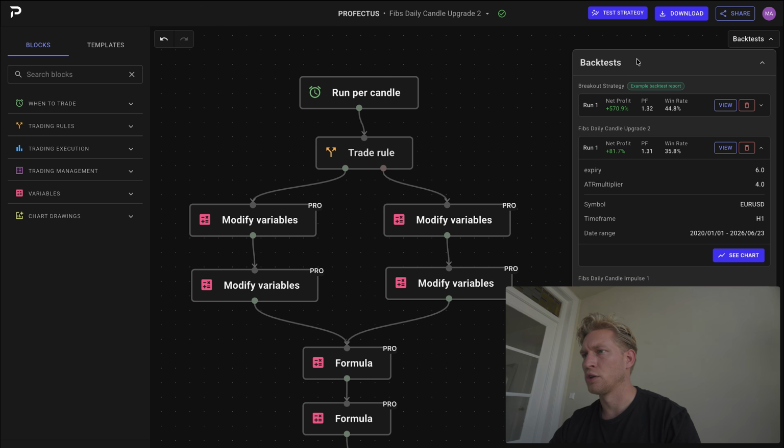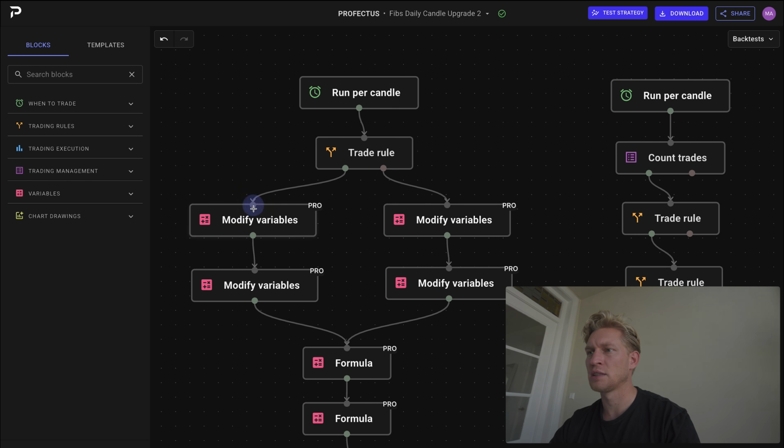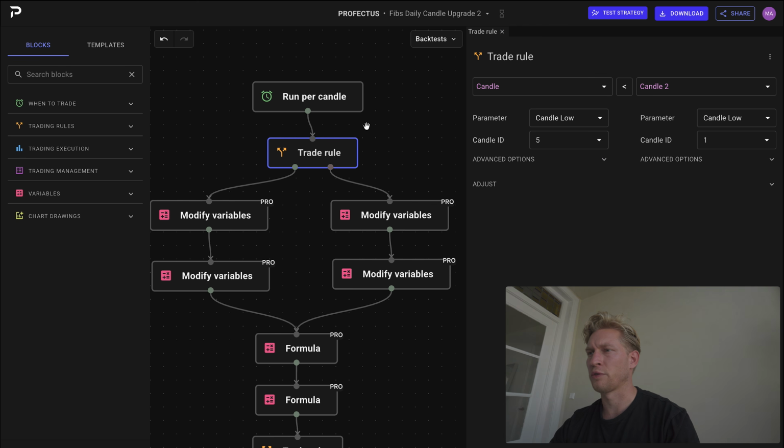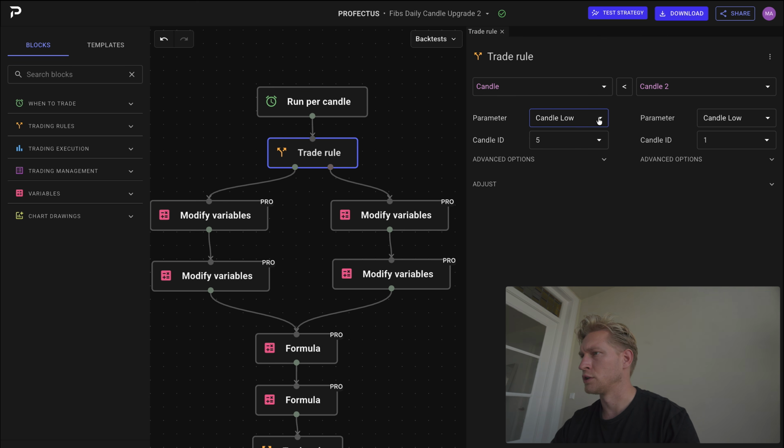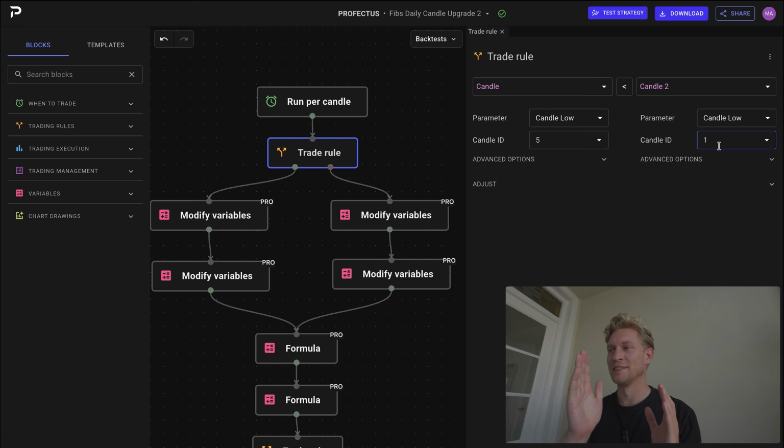So what we do in the trade rule block here, we have yes, it is true, and we have no, it is not true. So this is a little bit advanced, but it's super important to know. And the trade rule here tells you candle low of 5 is below candle low of 1. 5 is 5 candles ago, candle 1 is 1 candle ago, okay? So we're comparing the past with also the past, but more recent. And then we check, okay, is this a bullish impulse?